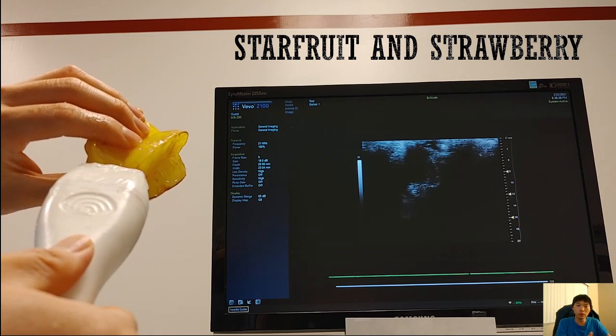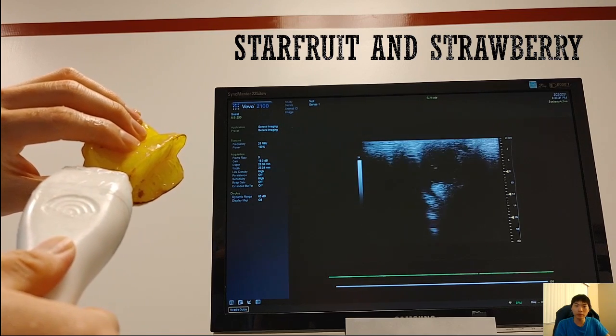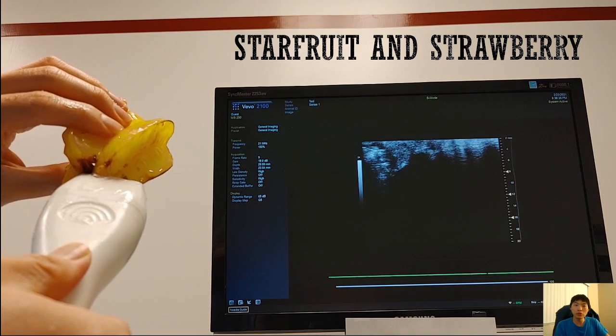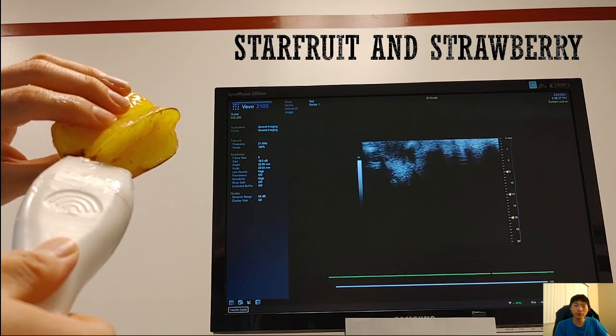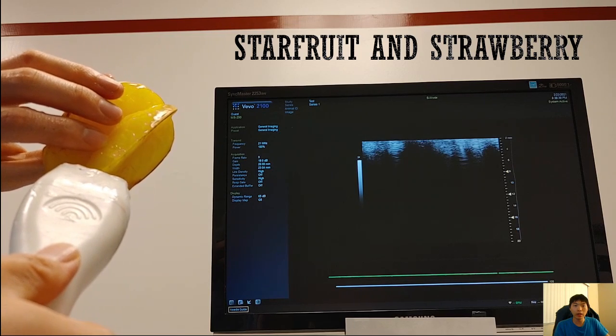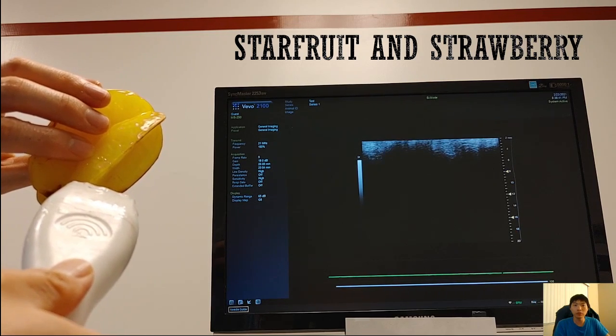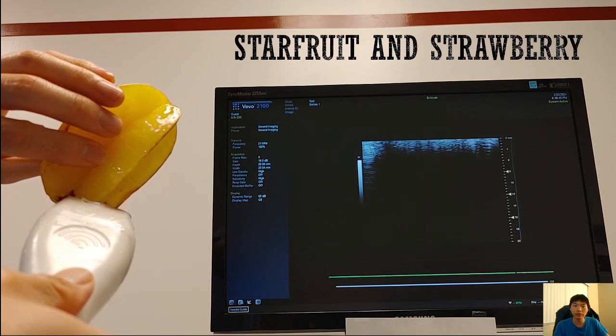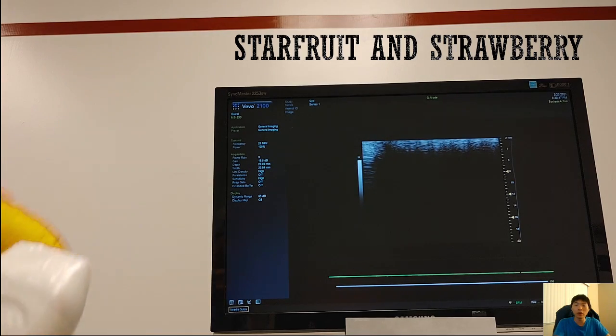And here I'm moving the transducer left and right across two fins at the same time. So here you can see two shadows moving together. And now I move the transducer to the other side and have a look at another fin. Again, you see a shadow moving left and right as I move the transducer across the starfruit.